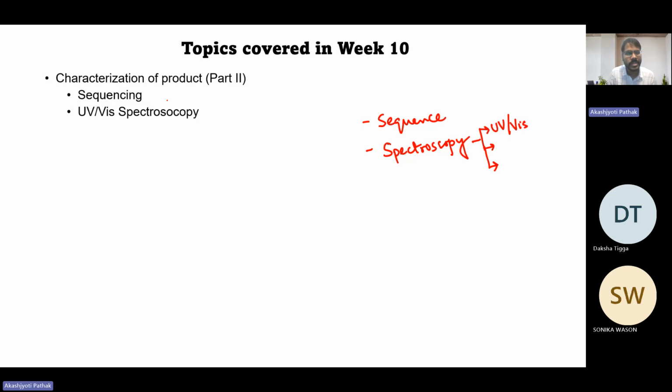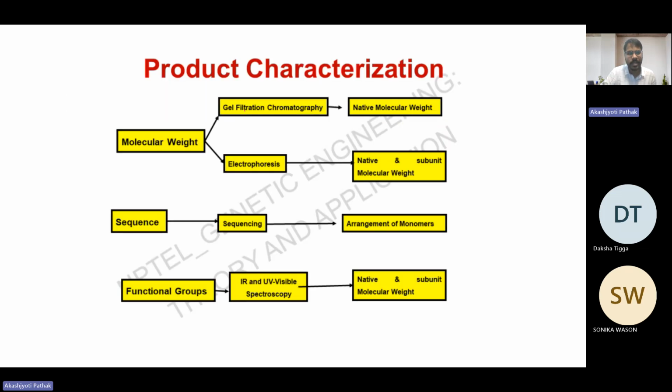So today we will only discuss the sequencing method and the UV visible spectroscopy method for analyzing or characterizing your protein of interest. Not only protein, DNA and other biomolecules can also be characterized using spectroscopic techniques, but in most of the labs working on biological macromolecules, proteins are mainly used for the characterization.